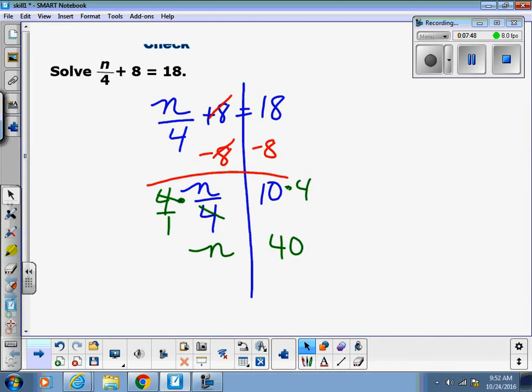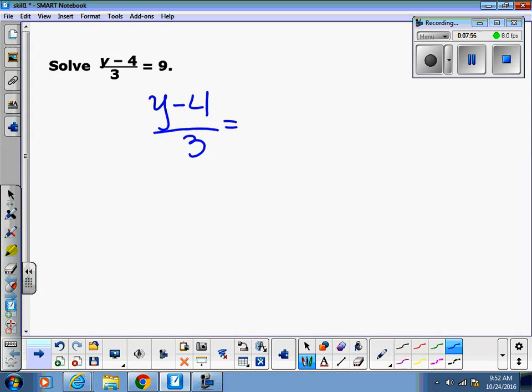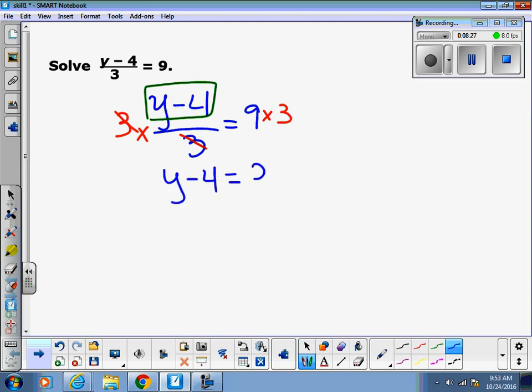That's it. All right, so this one here is saying y minus 4 divided by 3 is 9. Now we are usually used to undoing the addition and subtraction first, but this time we have to undo the division first. Again, y is with negative 4 actually, so we undo that one last. So first thing we need to do is undo that division. Instead of saying divide by 3, we need to say multiply by 3. And we get y minus 4 is equal to 27.